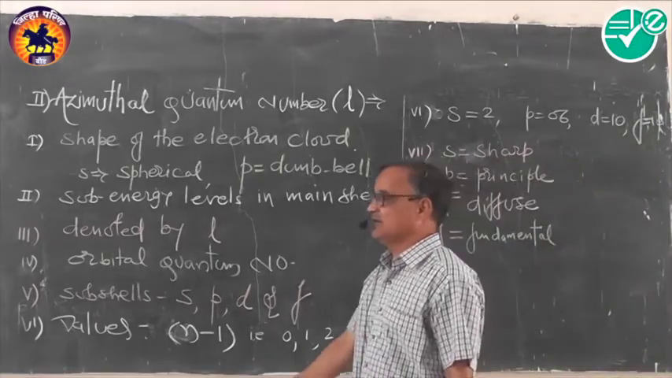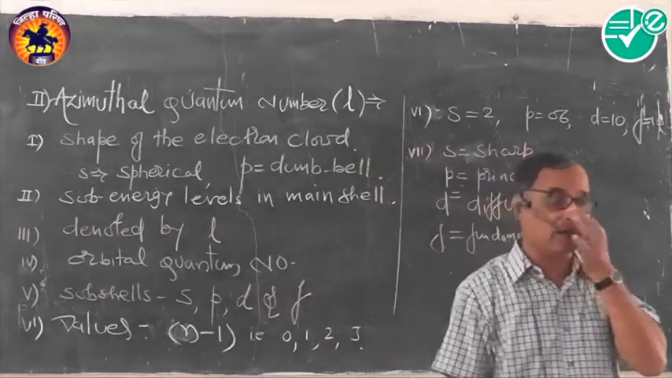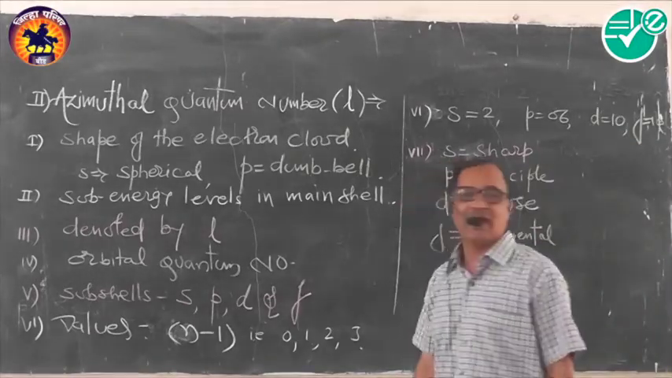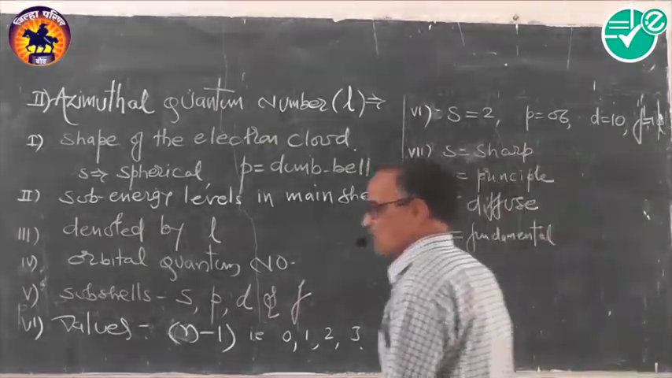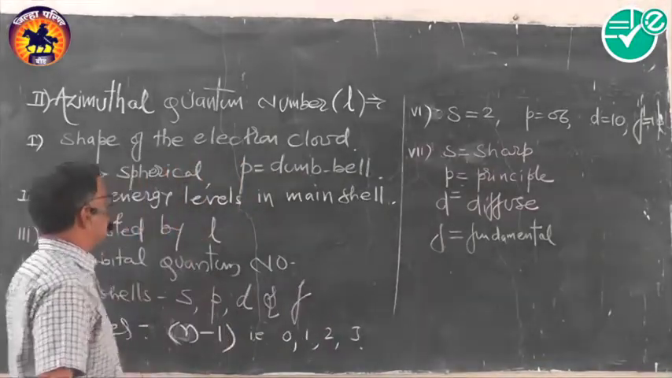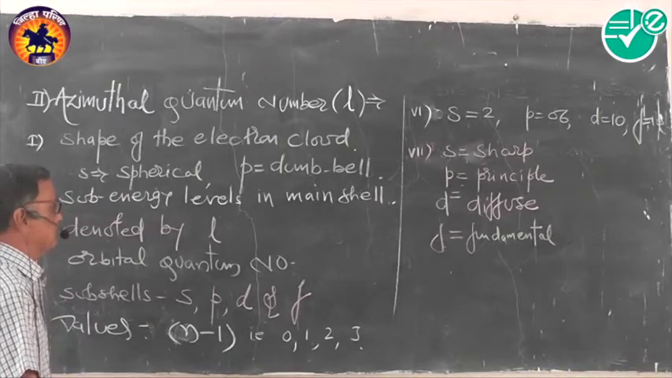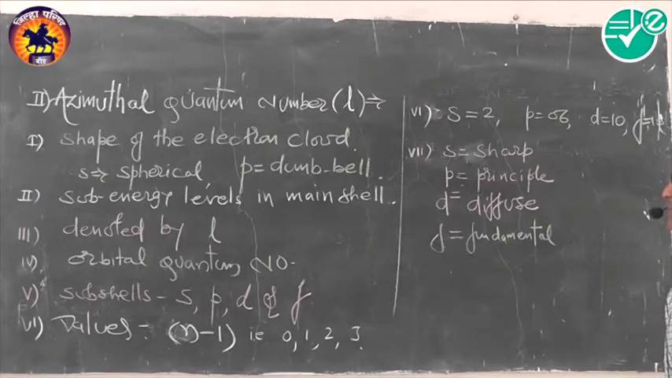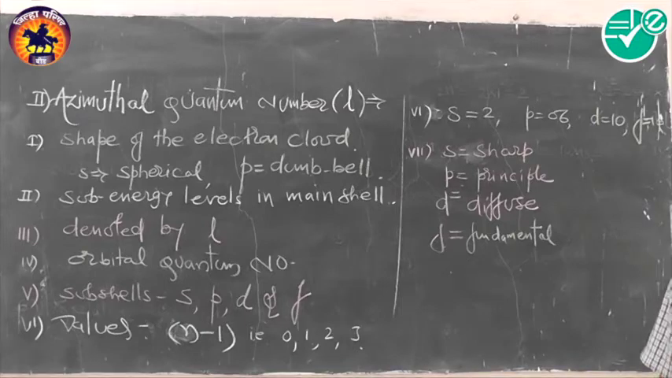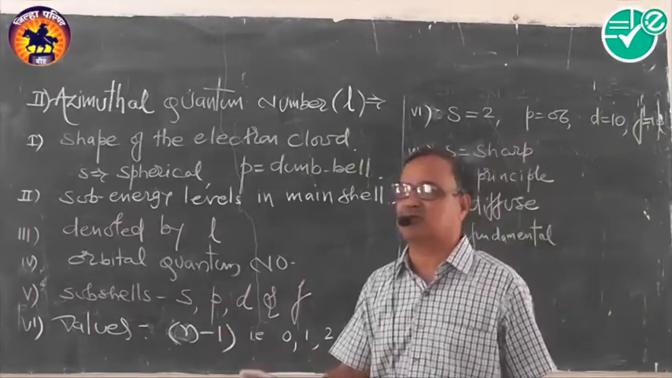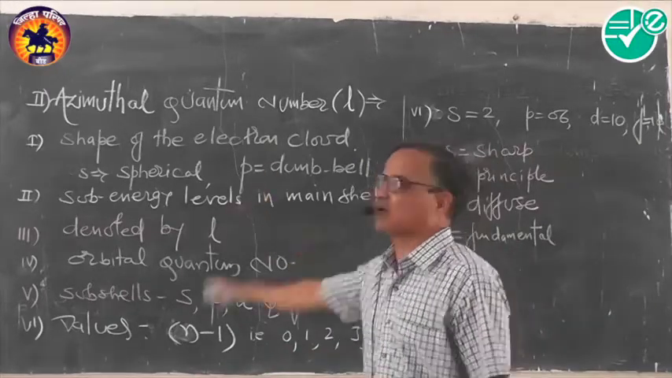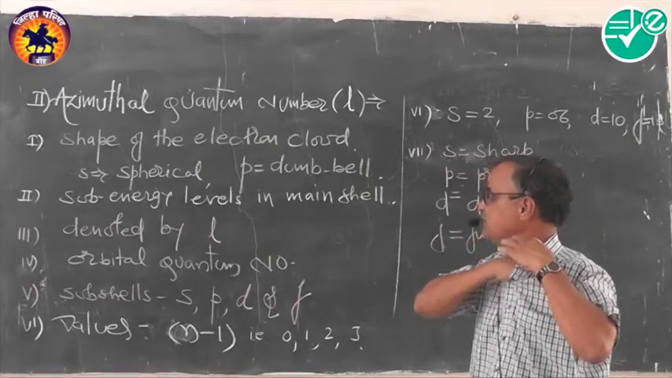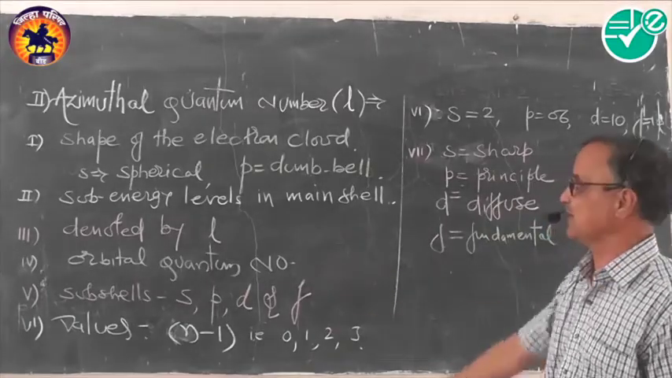That is, the s orbital has a spherical shape, while the p orbital has a dumbbell shape. The d orbital has a complicated, and the f orbital has a more complicated structure. It is not given here. Only the s orbital is spherical in shape and the p orbital is dumbbell shaped. It means that azimuthal quantum number gives the shape of the electron cloud, while principal quantum number gives the size of the electron cloud. So size of the electron cloud is the character of principal, while shape of the electron cloud is the character of azimuthal quantum number. This is the first point regarding azimuthal quantum number.